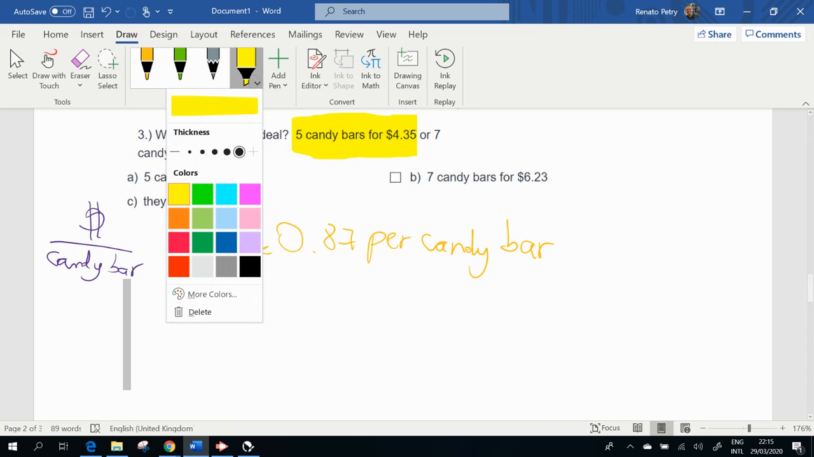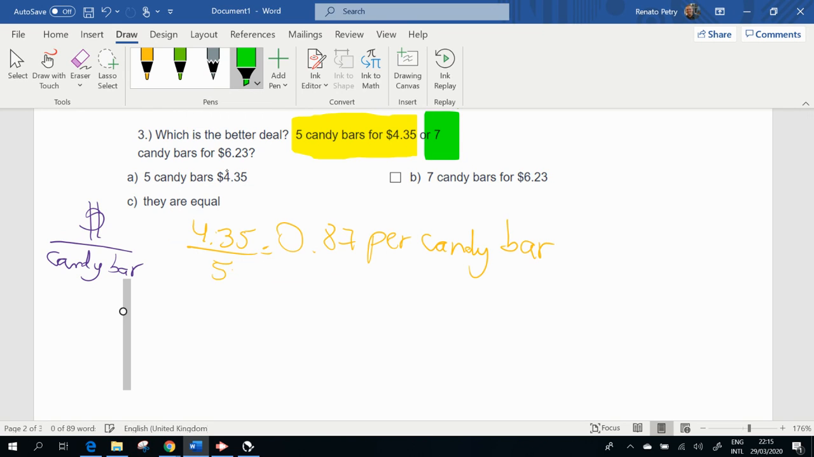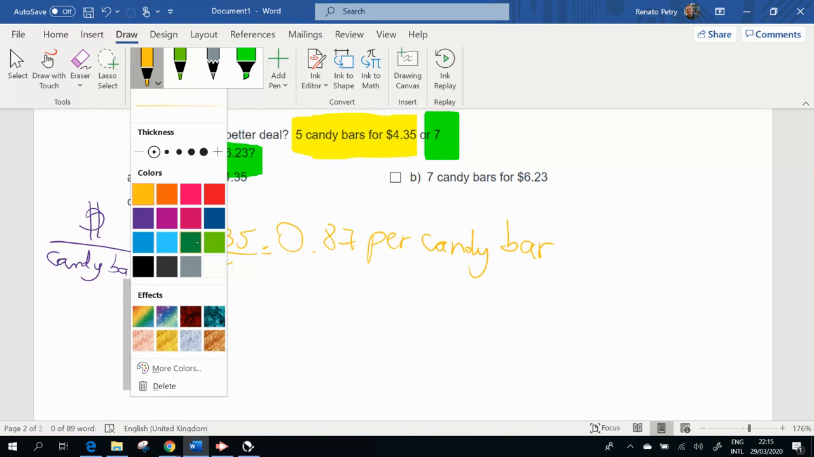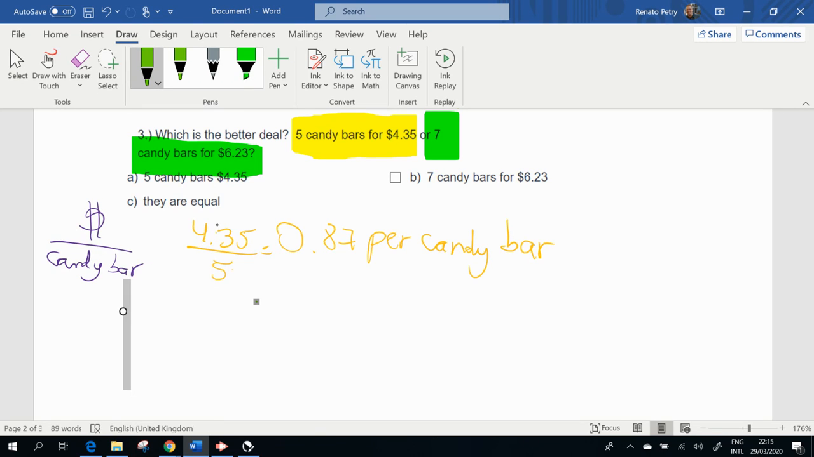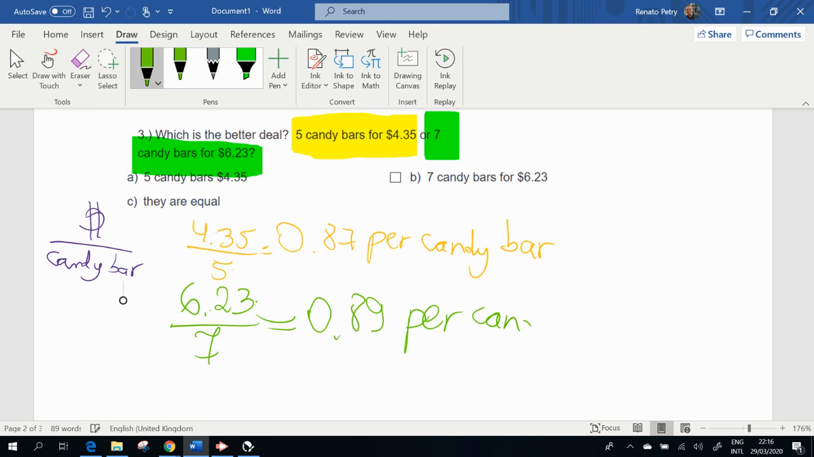Well, if I go to my second option for a deal, it says 7 candy bars for $6.23. So when I'm solving this proportion, I have to do $6.23 divided by 7 candy bars. Well, I need to know the price for each candy bar, so 6.23 divided by 7, I actually get $0.89, so 89 cents per candy bar.